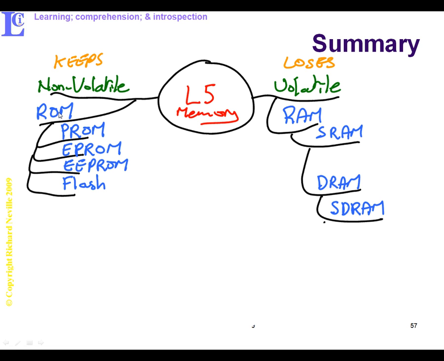Then we looked at non-volatile memories, and these are called ROMs, read-only memories, and we saw there was at least three different types: once programmable PROMs, electrically erasable EEPROMs, and UV erasable EPROMs. And then flashes are actually EPROMs.